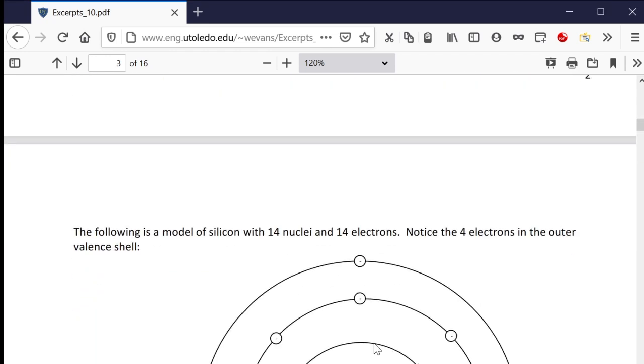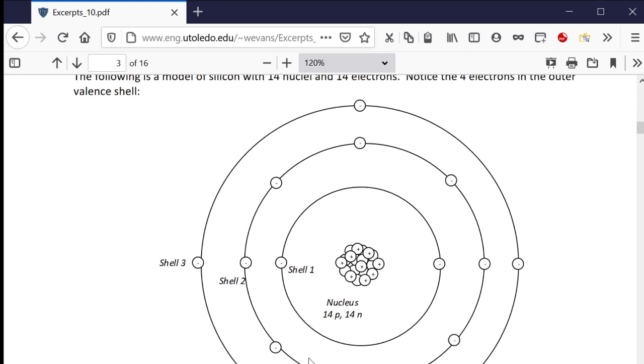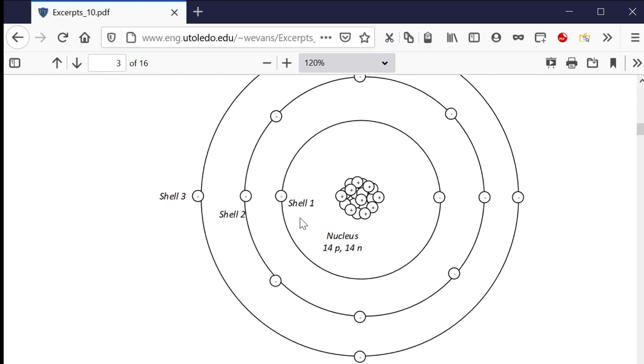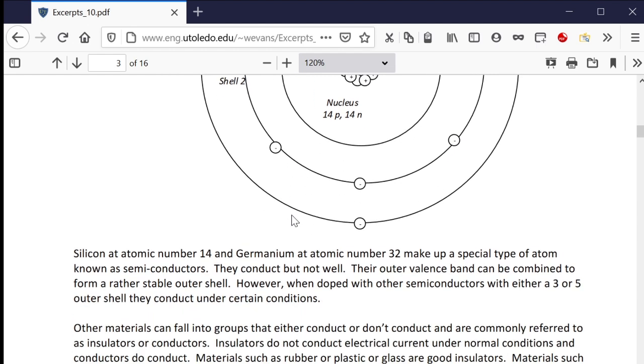Okay, so we're going to be looking at these two, silicon and germanium. In silicon, the outer shell has 4, and that's exactly half of a shell that has 8. So in this outer shell, we're halfway to another shell of 8. So they conduct, but not well. Their outer valence band can be combined to form a rather stable outer shell. However, when doped with other semiconductors with either a 3 or a 5 outer shell, they conduct under certain conditions.